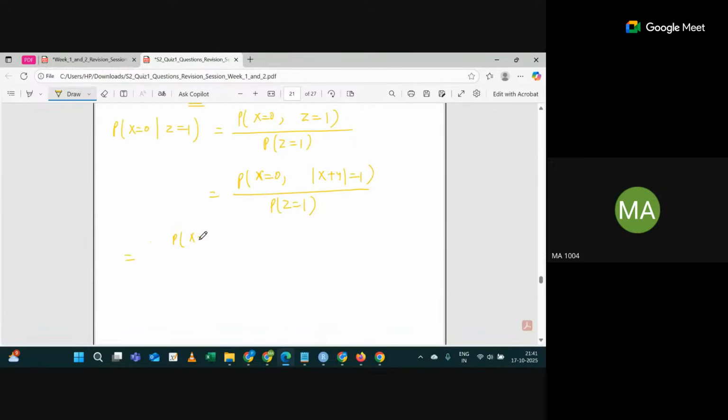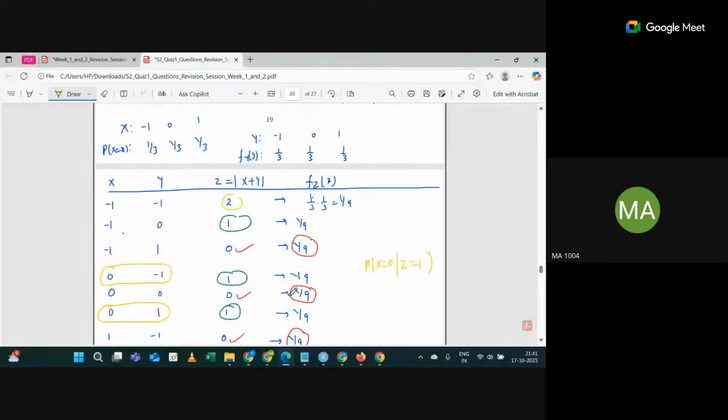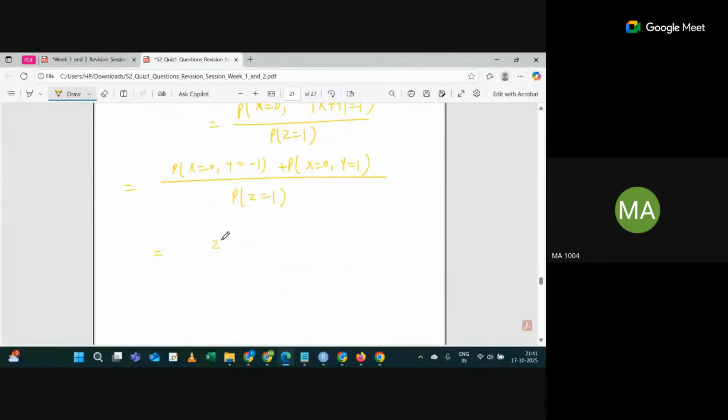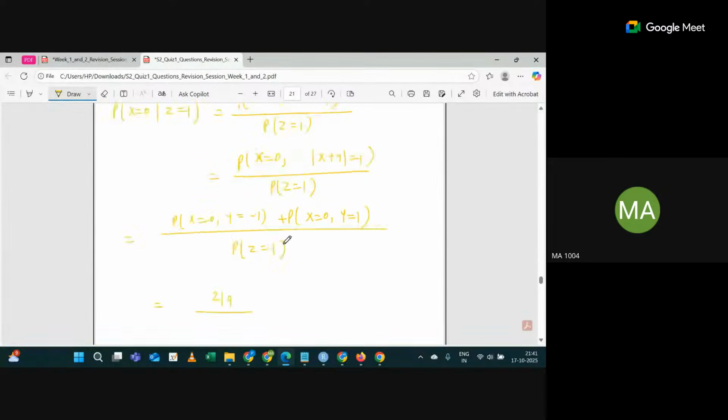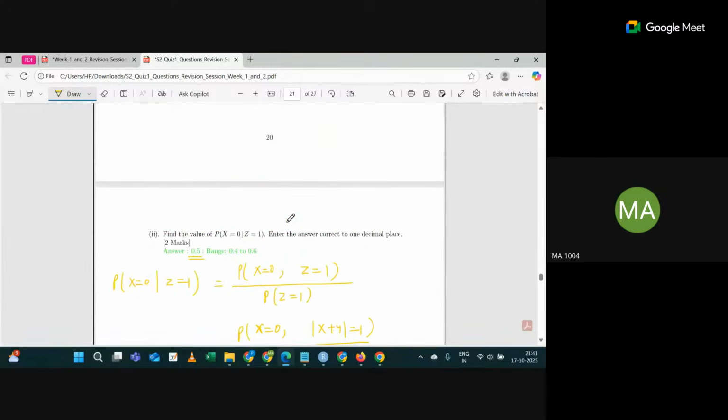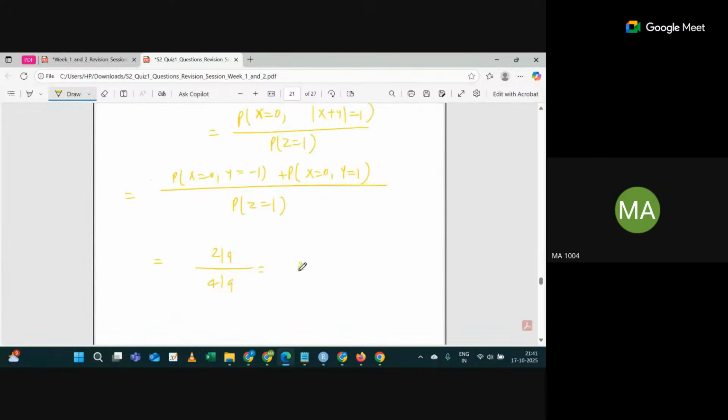So basically it will be probability x equal to 0 and y equal to minus 1, plus probability x equal to 0 and y equal to 1, divided by probability z equal to 1. So this will be 1 by 9 plus 1 by 9, which is 2 by 9, divided by what is z equal to 1? This is 4 by 9. So this will be 2 by 4, which is nothing but 1 by 2, which is 0.5. So this is the correct answer. Is the idea clear? Yes, sir.